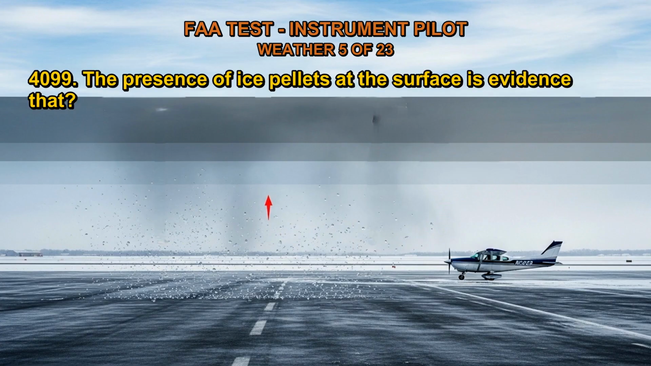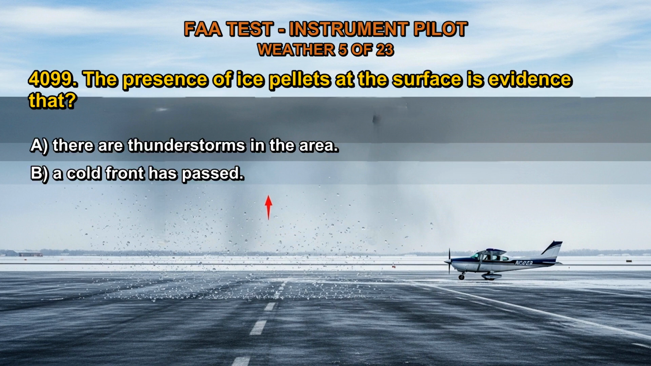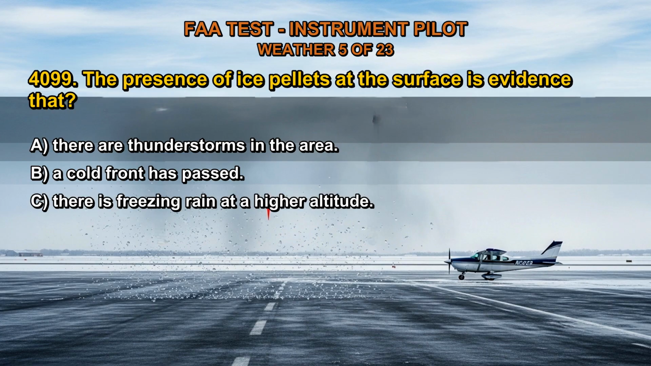4099. The presence of ice pellets at the surface is evidence that A. There are thunderstorms in the area. B. A cold front has passed. C. There is freezing rain at a higher altitude. The correct answer is C.